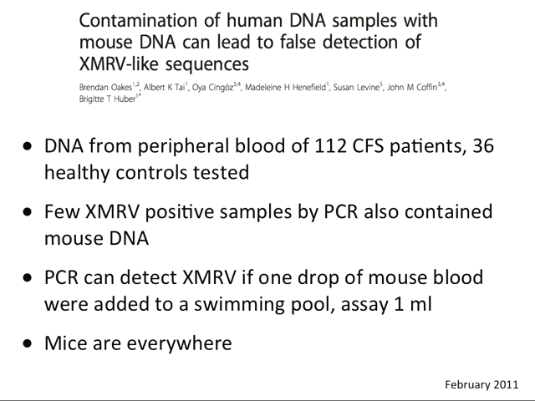So John Coffin says, PCR is so sensitive. If you took a drop of mouse blood and put it in a 30,000-gallon swimming pool, and then you mixed it up and took a milliliter of swimming pool water, you could detect XMRV or MLV-related DNA in the DNA from that drop, because PCR is so sensitive. So this is why he says mice are everywhere and they can contaminate all kinds of samples.